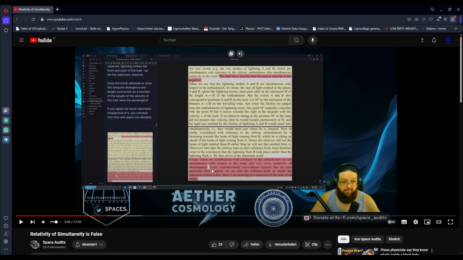Every reference body, coordinate system, has its own particular time, unless we're told the reference body to which the statement of time refers. There is no meaning to the statement of the time of an event.